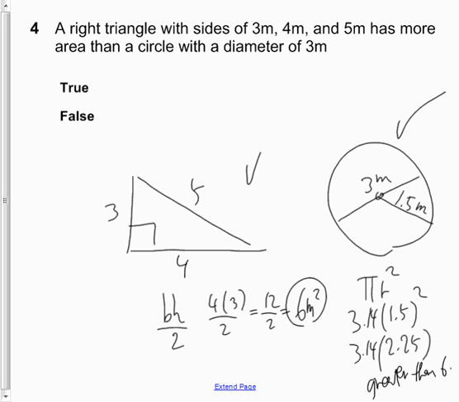Did I do that right? The answer is false. Most of you got that wrong. Maybe you just can't read.